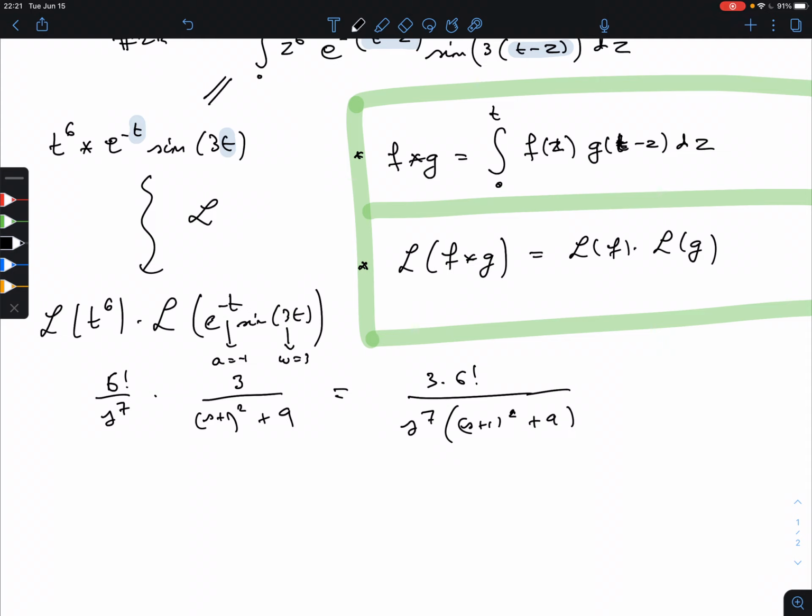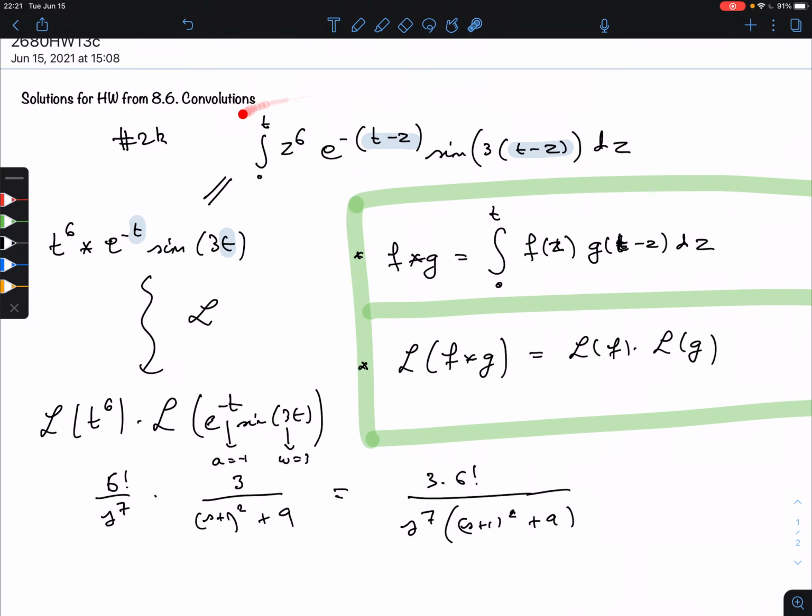But in principle, in theory, we can now find the inverse Laplace of this, but it would be quite difficult to find the partial fraction. If we had the partial fraction, then we could do the inverse Laplace, and we would actually know what this integral is equal to. So this is a theoretical way of calculating this difficult integral.